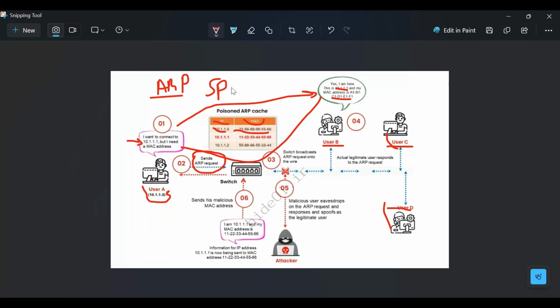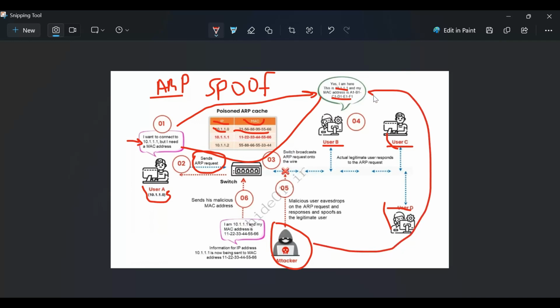Now, where does ARP spoofing come in? It is a situation where an attacker, who you can see here, wants to pretend to belong to the marketing team. He wants to pretend to be user B. So what is he going to do? He is going to manipulate the network and spoof the IP address, faking the IP address of user B, so much so that data that is meant for user B will now be sent directly to him.